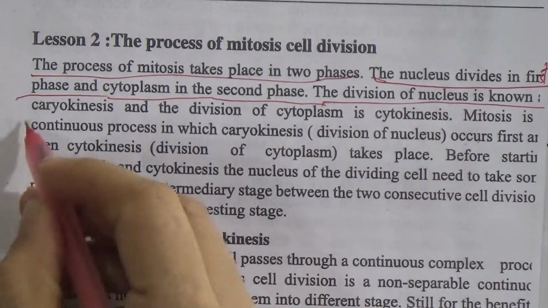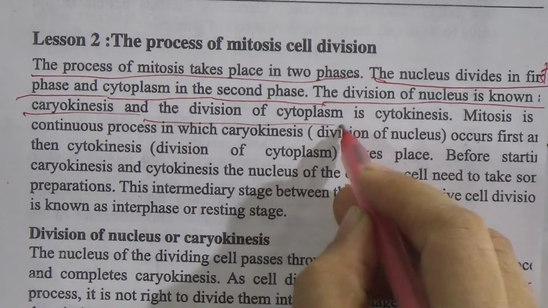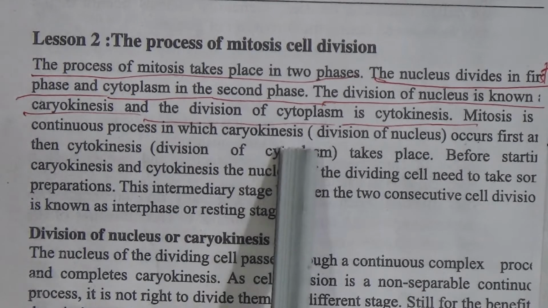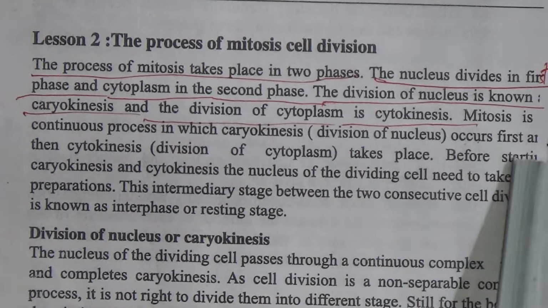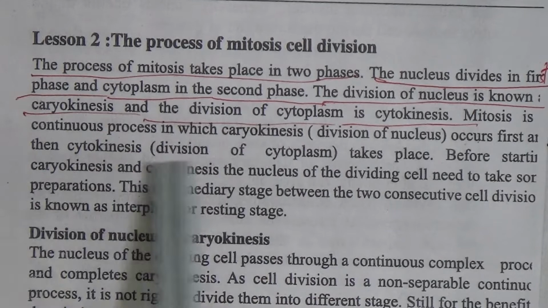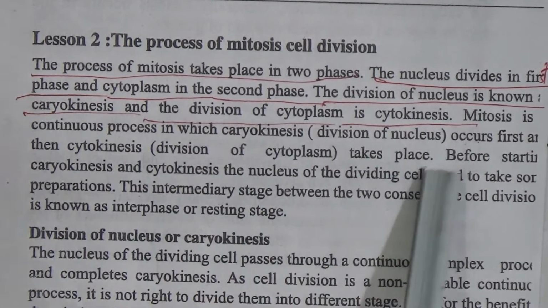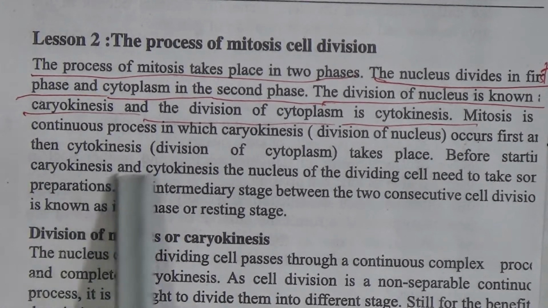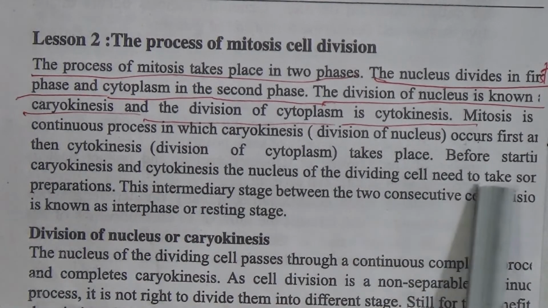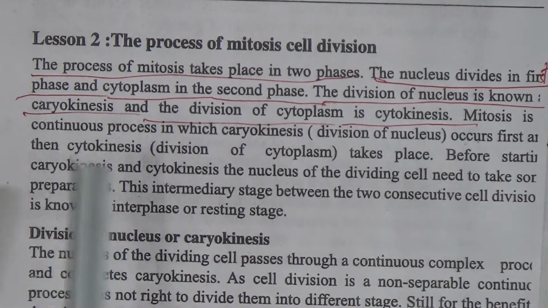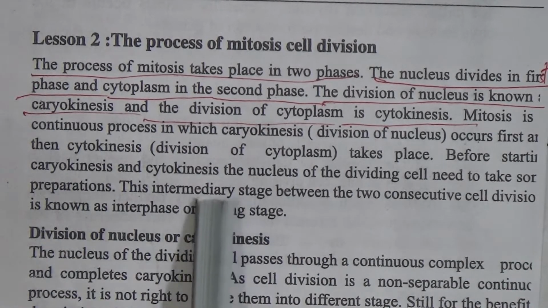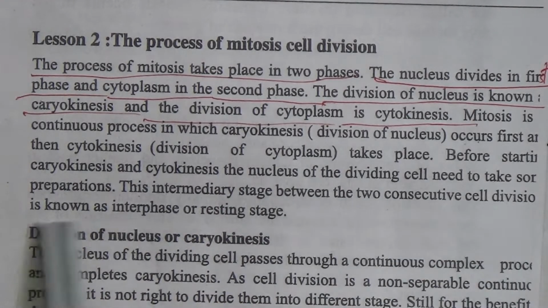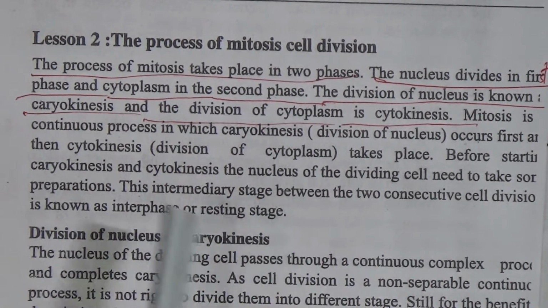The division of nucleus is known as karyokinesis, and the division of cytoplasm is cytokinesis. And mitosis is a continuous process in which karyokinesis, that is division of nucleus, occurs first, and then cytokinesis, division of the cytoplasm, takes place. Before starting karyokinesis and cytokinesis, the nucleus of the dividing cell needs some preparation, and this intermediary stage between the two consecutive cell divisions is known as interphase or resting stage.